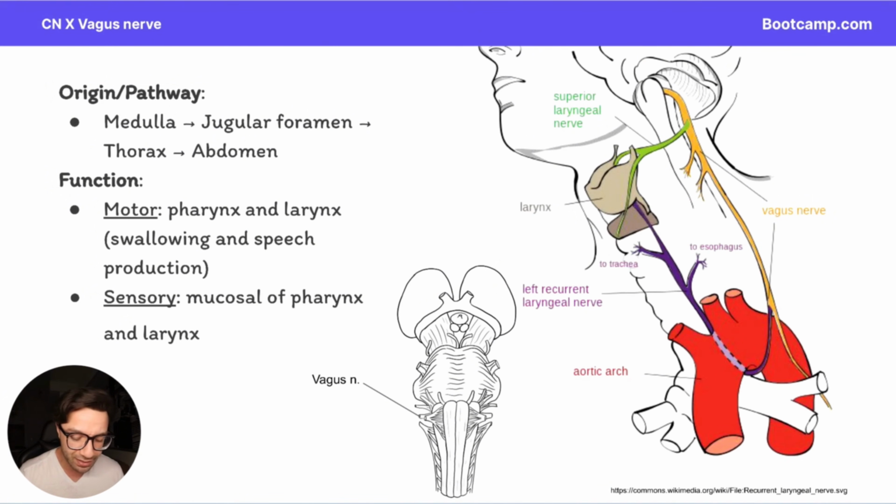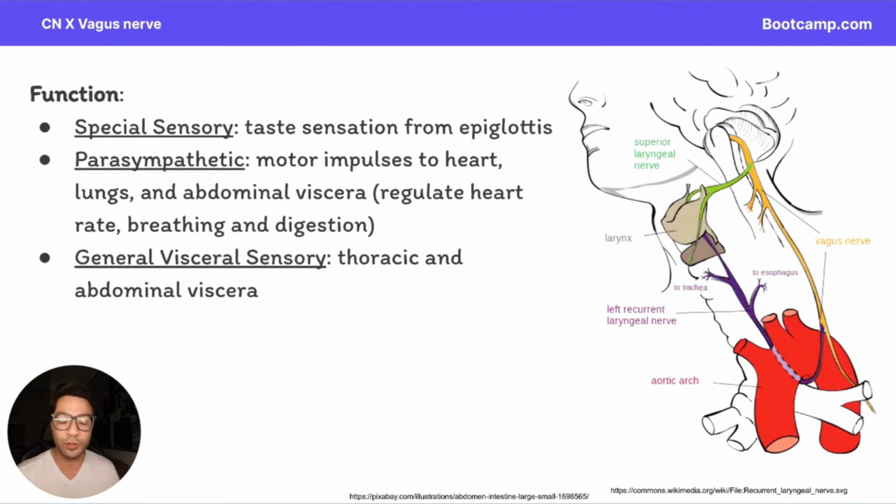And it also does sensory to the mucosa of the pharynx. So these also do sensory back here. Furthermore, it also does special sensory. So it does taste to the epiglottis area. So that's all the way at the back of the oral cavity between the oropharynx and the laryngopharynx.